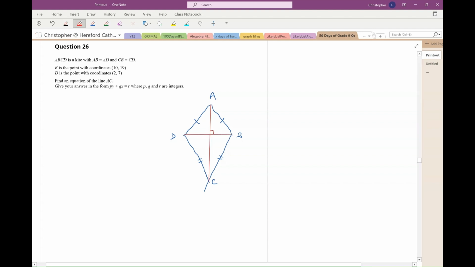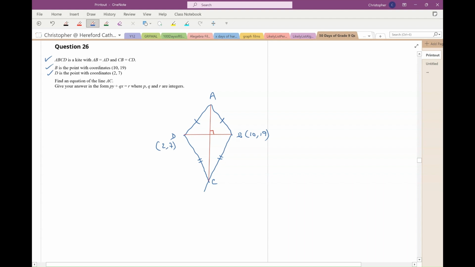Okay, now B is the point with coordinates 10, 19. D is the point with coordinates 2, 7. Okay. Done that bit. Find the equation of the line AC. How are we going to do that?